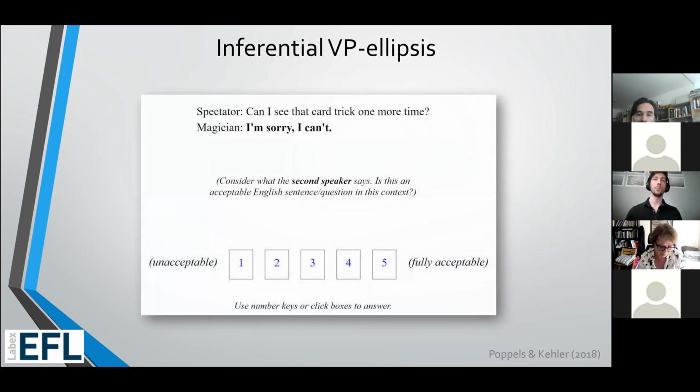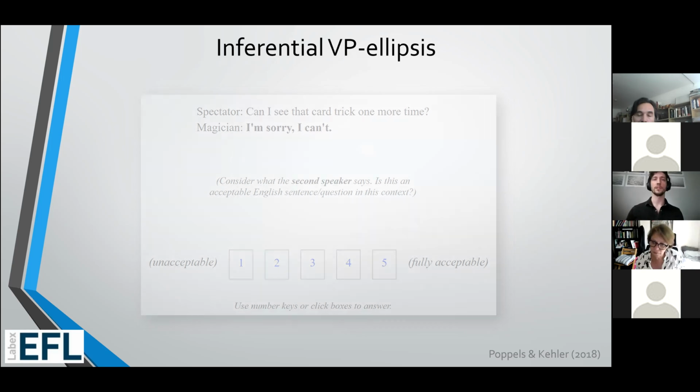All right. So what do we do with these items? We wrote a bunch of them, and then we present them to native speakers of English in a standard acceptability judgment task. So they read a dialogue. We ask them to focus on the second utterance, the one with the ellipsis site, and then they judge them in terms of their acceptability from 1 to 5.